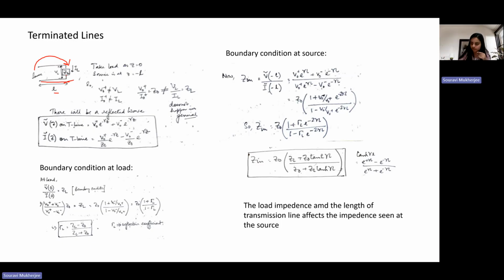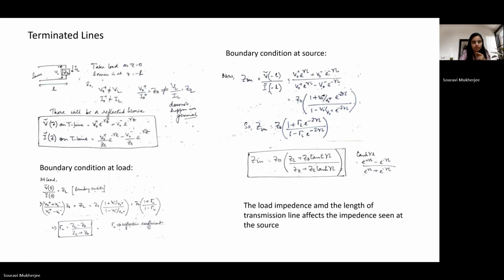Okay. So that is what is being done here. So what you consider is you take the load at Z equal to 0. So this is a convention. You just consider that your load is at Z equal to 0. Okay. And as you go towards the source, you go in the negative direction. So basically, if your transmission line is of length L, then your source is at Z equal to minus L. Okay.